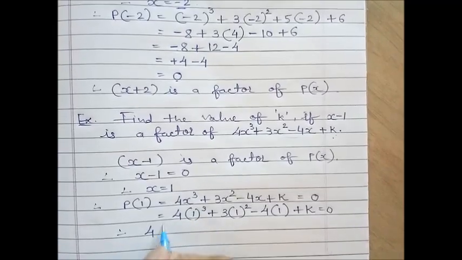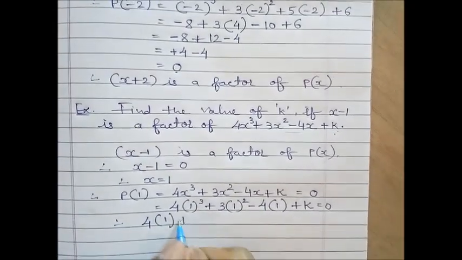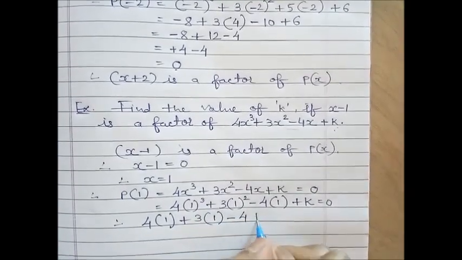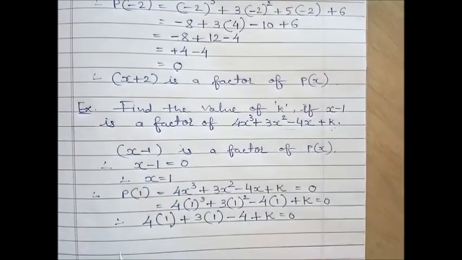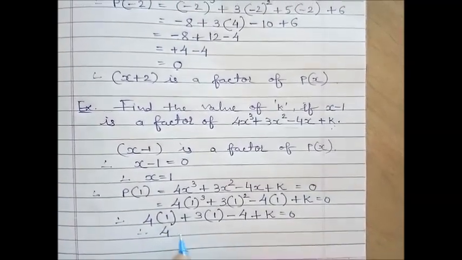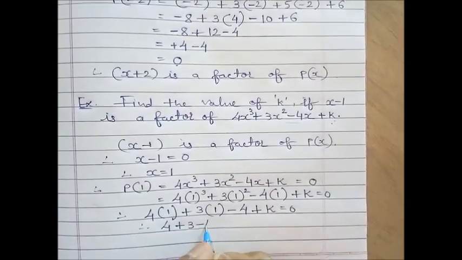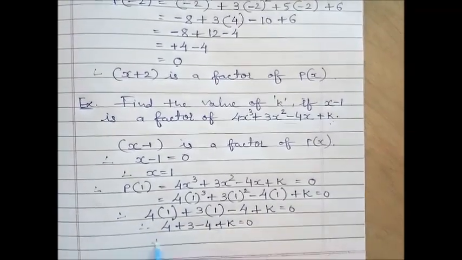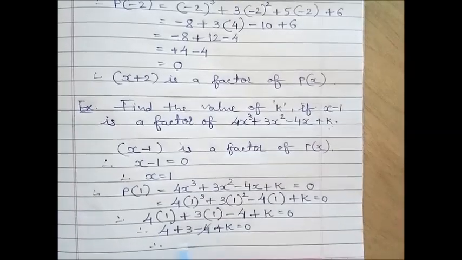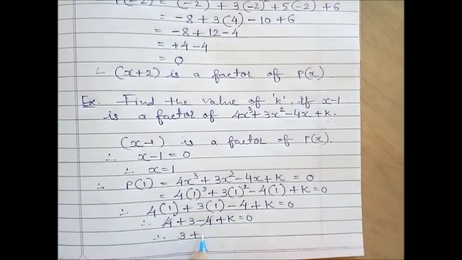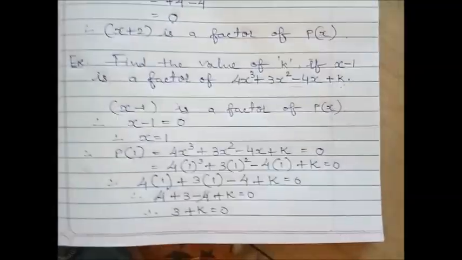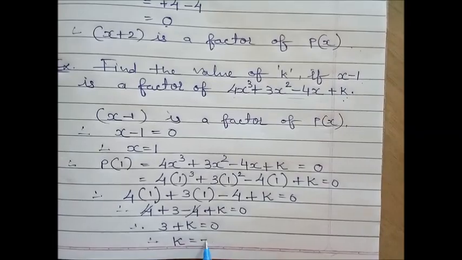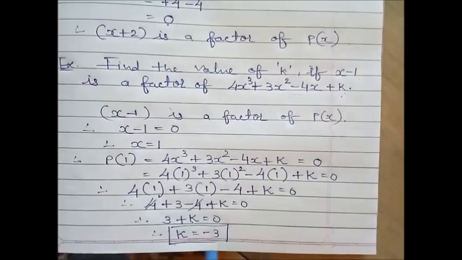So 4 into 1 cube, that is 1, plus 3 into 1 square, that is 1, minus 4 ones are 4 plus k equal to 0. So 4 ones are 4 plus 3 ones are 3 minus 4 plus k equal to 0. So plus 4 minus 4 cancelled. So 3 plus k equal to 0. Now we want to find the value of k. So 3 will go to the other side, that is minus 3.